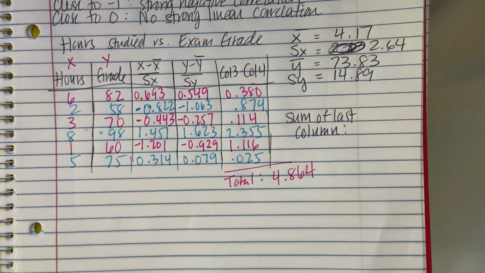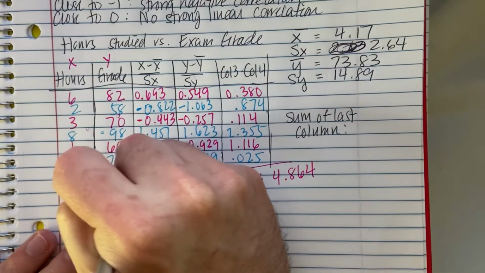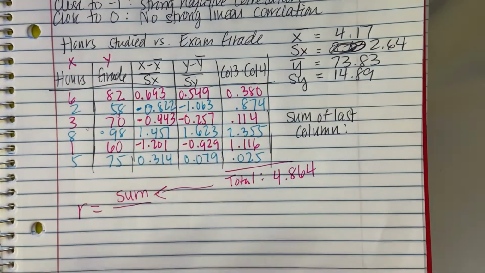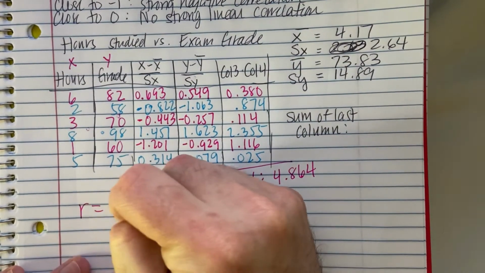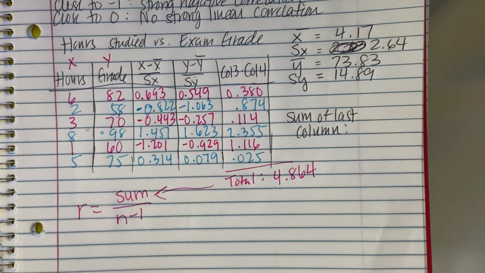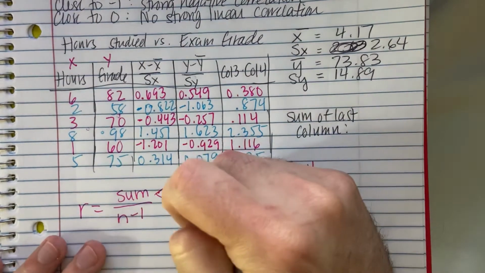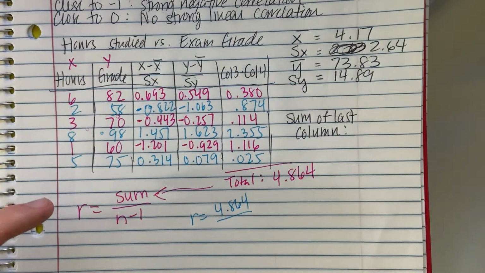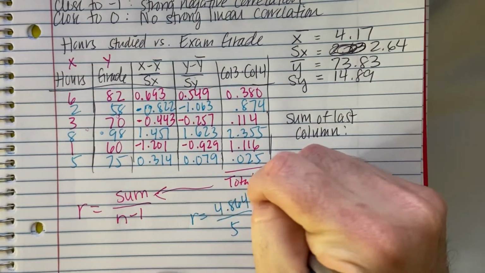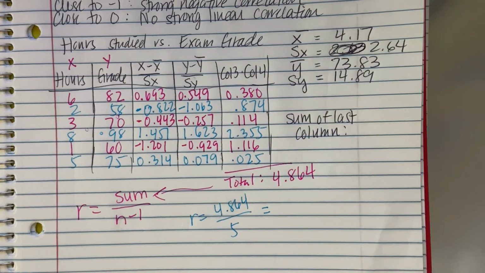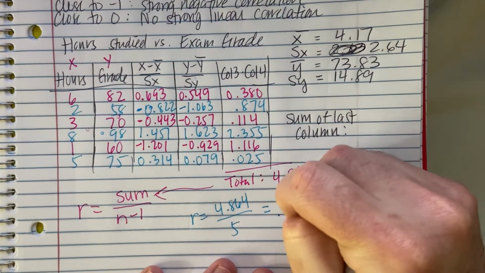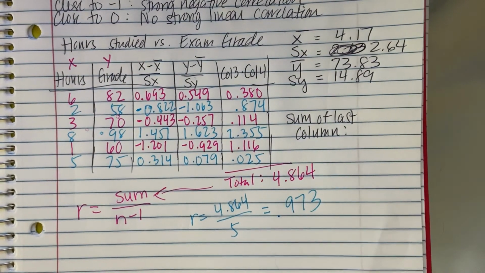Okay, now R is equal to that sum divided by n minus 1. N is our number of terms. In this case, our sum is 4.864. We've got 6 total entries, minus 1 is 5. So 4.864 divided by 5 is 0.973 if we round to 3 decimal places.